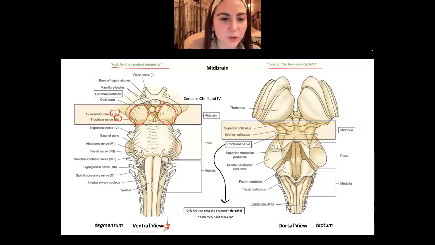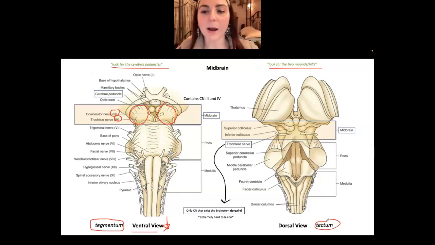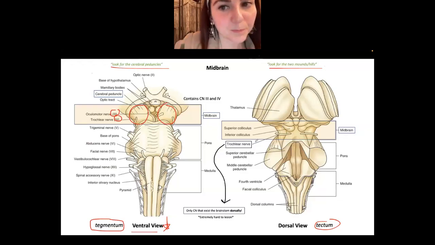Another thing: the ventral view of the midbrain is also called the tegmentum. I don't know why, it's really weird, but the ventral view is the tegmentum. The dorsal view of the midbrain is called the tectum. They like to be really confusing and give you more terms to memorize. These are just two of those terms. But I do mention it because sometimes they'll say supratectal or the ventral tegmentum. They're talking about the midbrain when they use tectum and tegmentum.